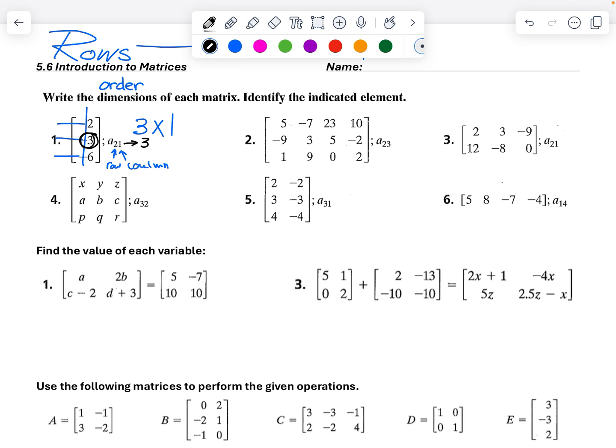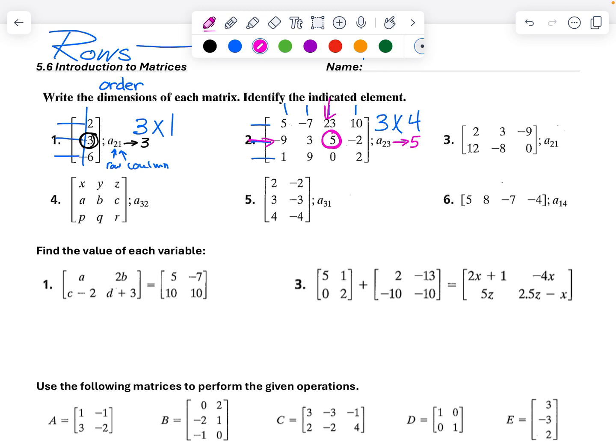So this next question, number 2, has 1, 2, 3 rows and 1, 2, 3, 4 columns. And A23 is the second row, third column. That is the number 5. So A23 element is the number 5.